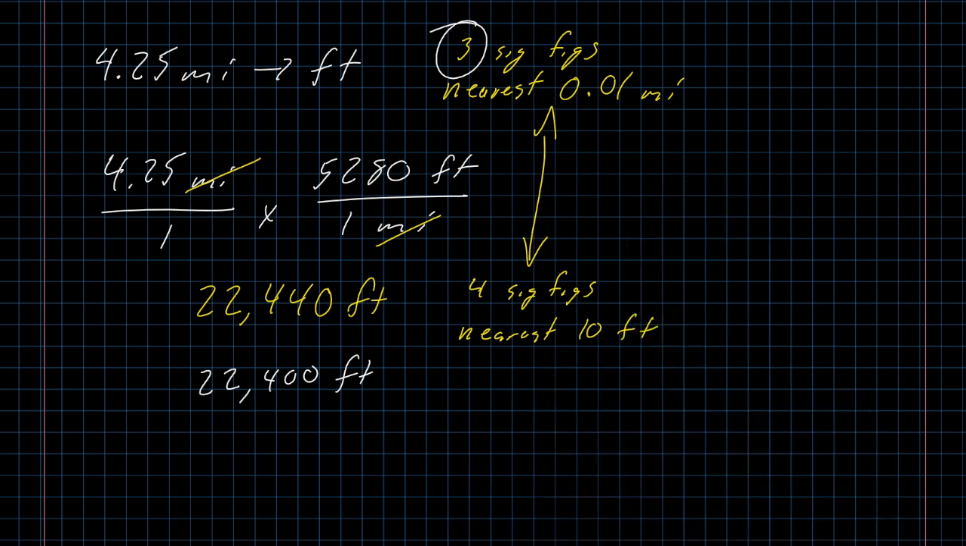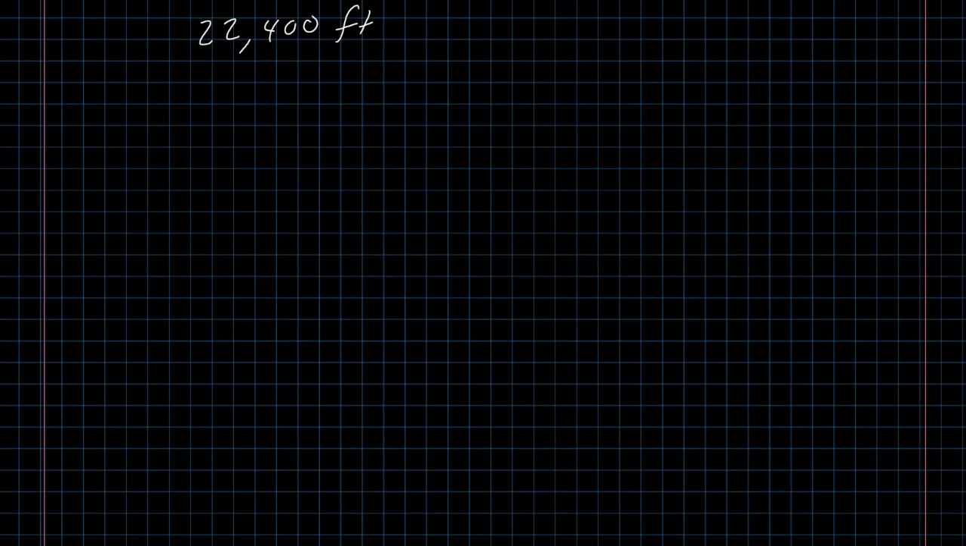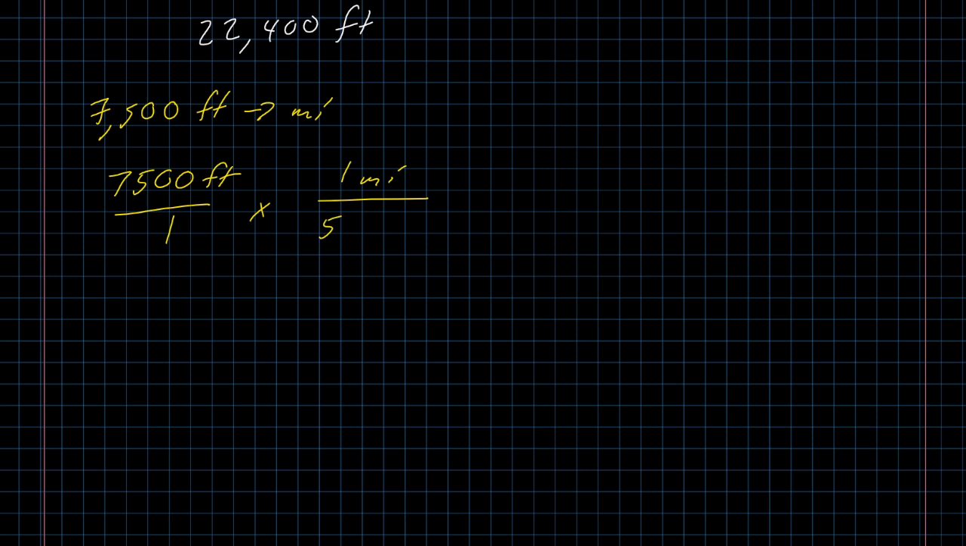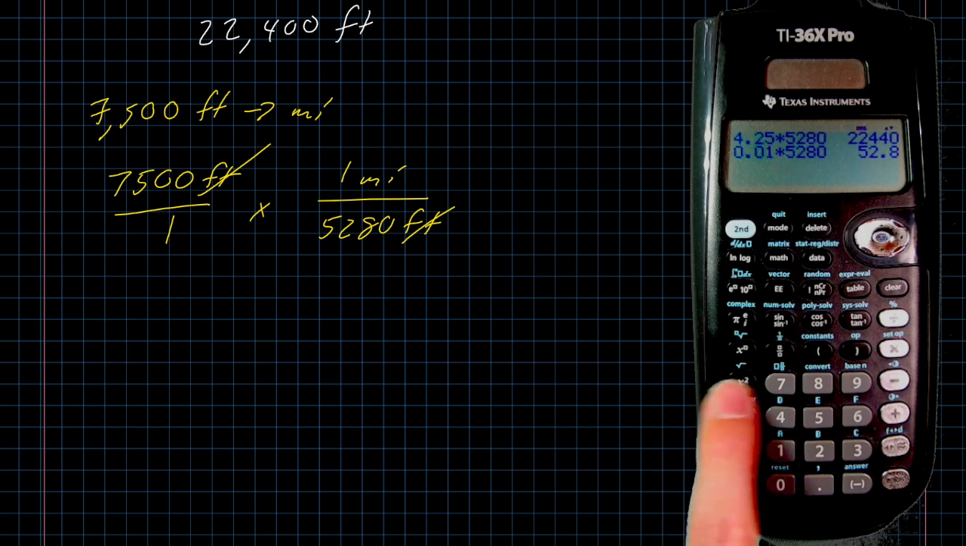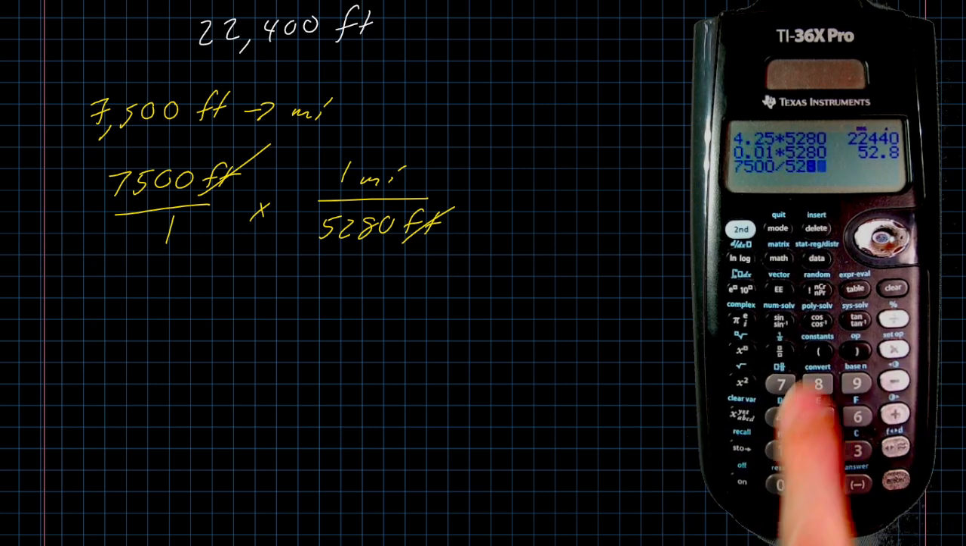If I get my head back out of the way and do one more quick example here. If I have 7,500 feet and I want to write that in miles, well, to do this, I set up the conversion factor that way so that the feet cancel each other out. I grab out my calculator one more time. I take 7,500 divided by 5,280.